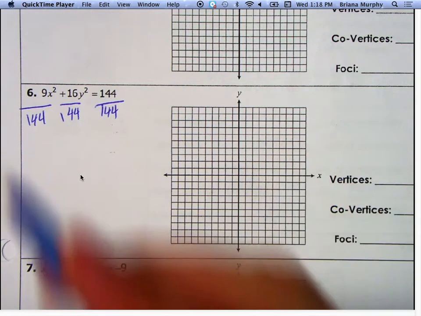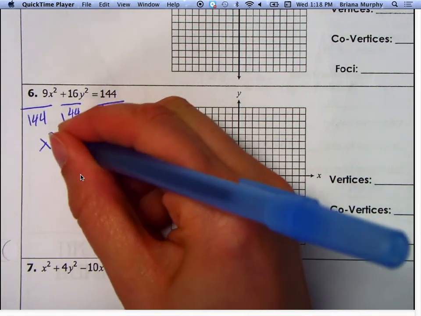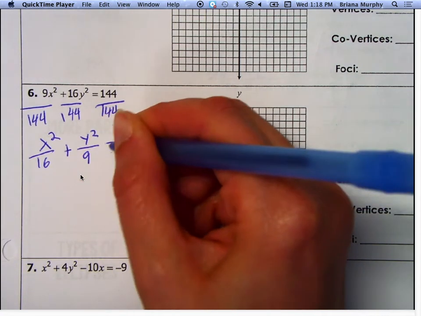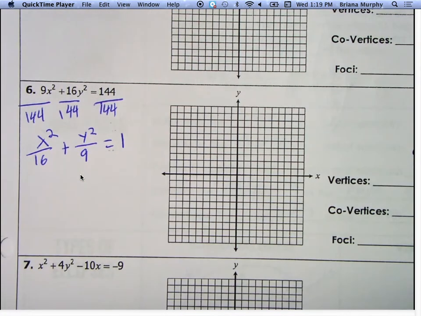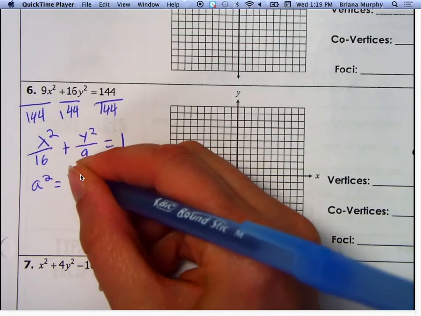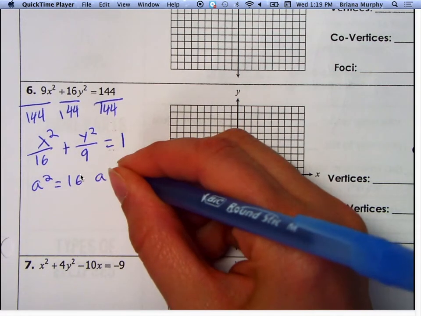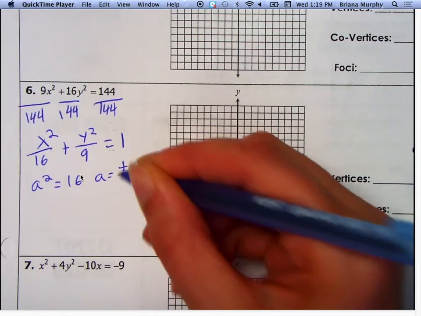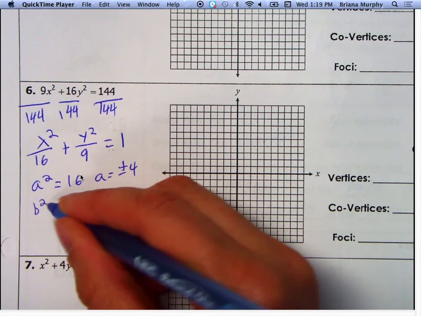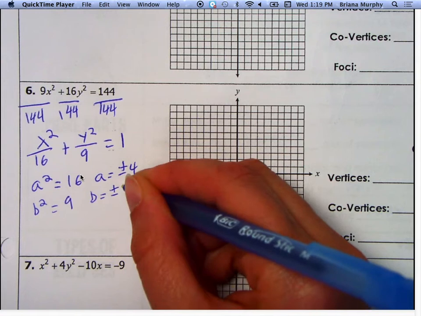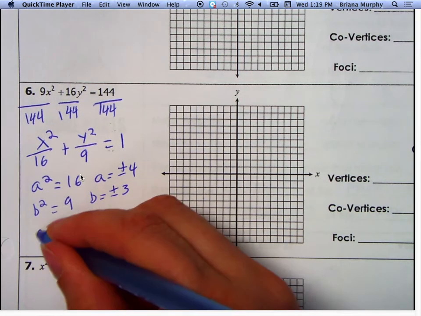It is not going to be a circle. It's going to be x squared over 16 plus y squared over 9 equals 1. Okay. So what is a squared? So what is a? Plus or minus 4. B squared is then going to be? So B is going to be plus or minus 3. Okay, and how do I find C squared?